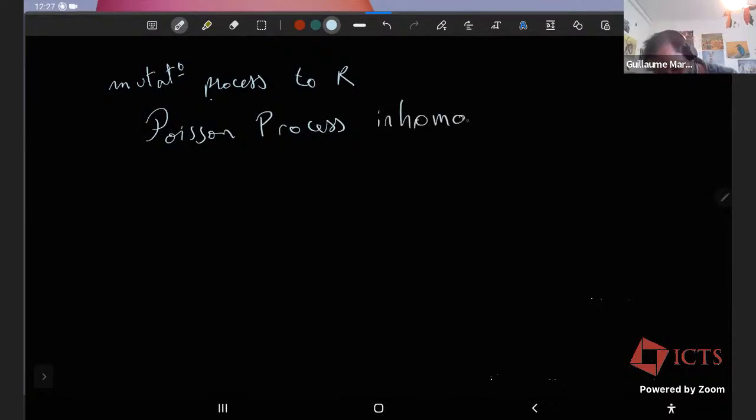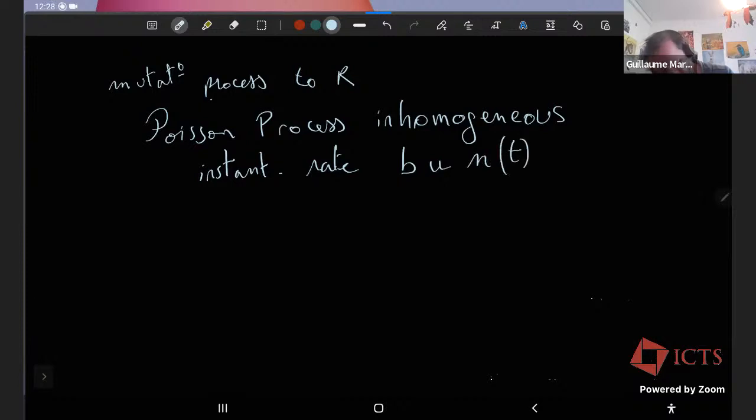But that's not a problem, as we saw with the Poisson process, because it handles time inhomogeneity with no problem. And the instantaneous rate is B, the birth rate of the wild type, times U, times the current N at time t. And that's your mutation process to resistance.